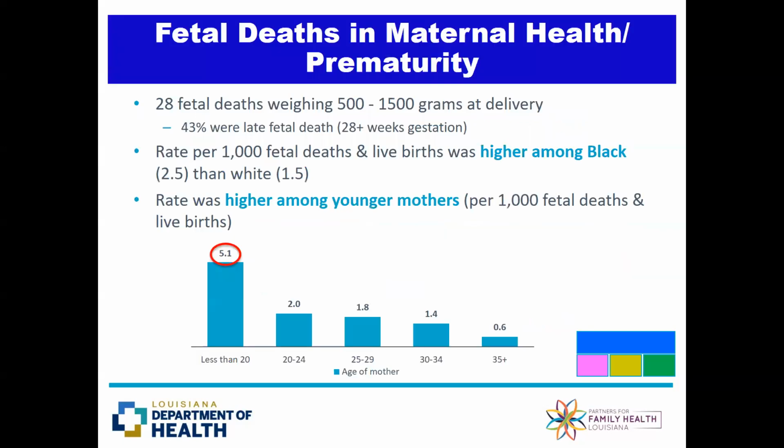So next, I looked at just the maternal health cell. So this is just the 28 fetal deaths that were between 500 and 1,500 grams at delivery. 43% of the fetal deaths were late fetal deaths, which is greater than 28 weeks gestation. And the rate per 1,000 fetal deaths and live births is higher in Black than white. The risk was also higher in women less than 20 than in any other age group of mothers. And you can see that there's a big decrease between that less than 20 rate and all other ages.